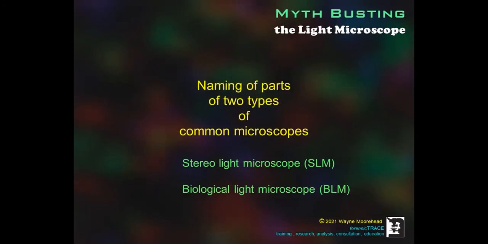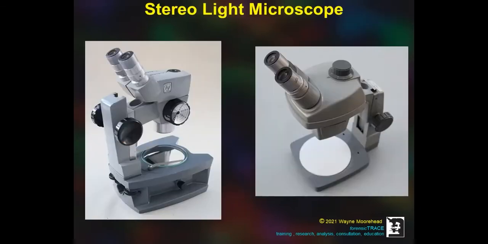We will cover some nomenclature, or the names of some parts, of two types of microscopes, the stereo light microscope and the biological light microscope. These are two examples of a zoom magnification stereo light microscope, or SLM. They look a little different, but they have the same parts. Some are just in a different place or might look a little different. We will go into greater detail about naming various parts of the stereo microscope in the webinar on stereo light microscopes. Here is some terminology, though, to get us started.